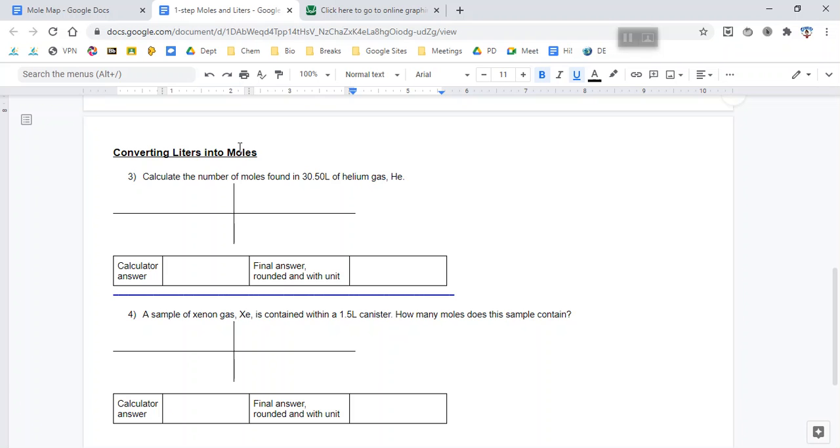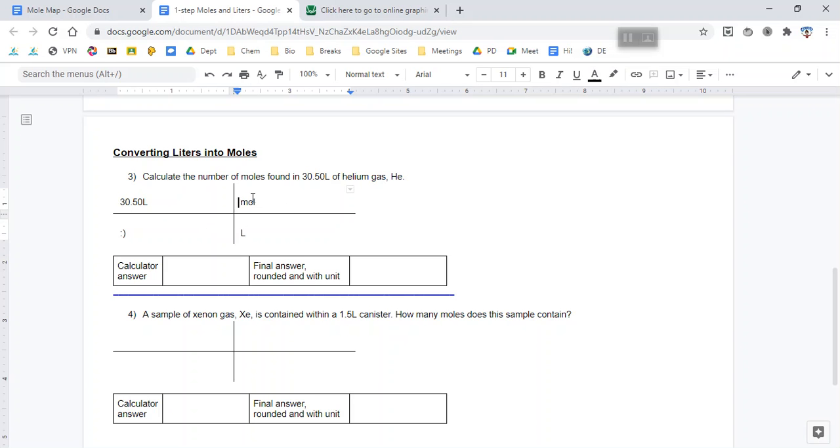Now let's do liters into moles, okay? So here, we're going to start the same way. Whatever you start with in the question goes on the top left, and it's 30.50 liters, okay? Hopefully you're feeling a little better right now. You don't actually have to put anything on the bottom, okay? The unit you do have to move. Whatever is up goes down. I want to calculate the number of moles, so I put moles on the top, all right?